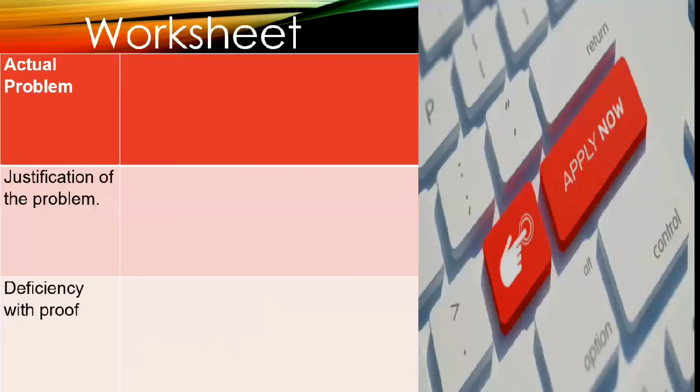So just remember, you may use this worksheet to implement the 3-step process. Take your research area, write down what is the actual problem in your area, and then justify your problem based on proof. Show some samples from the literature and further expand that by talking about the deficiencies with further proof, and justify that this study merits further investigation. So these are the 3 simple steps that you need to follow during the process of formulating the problem.